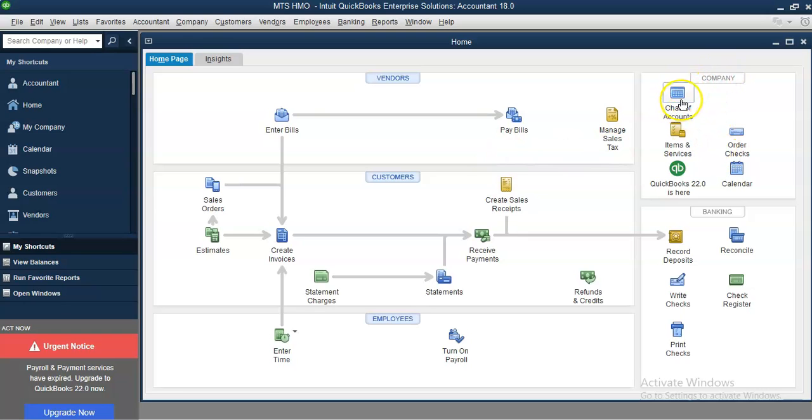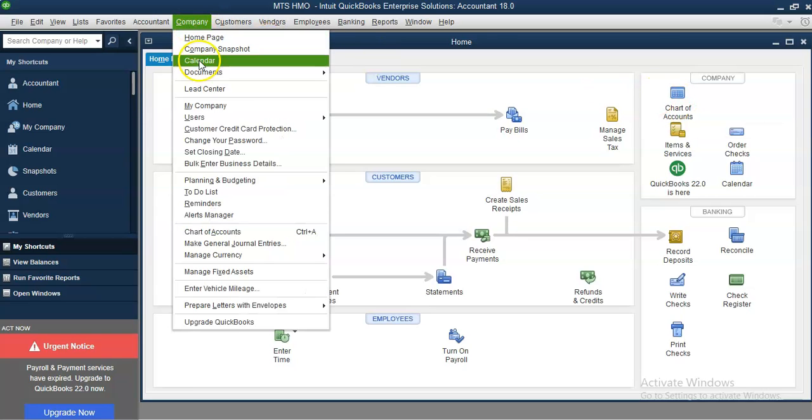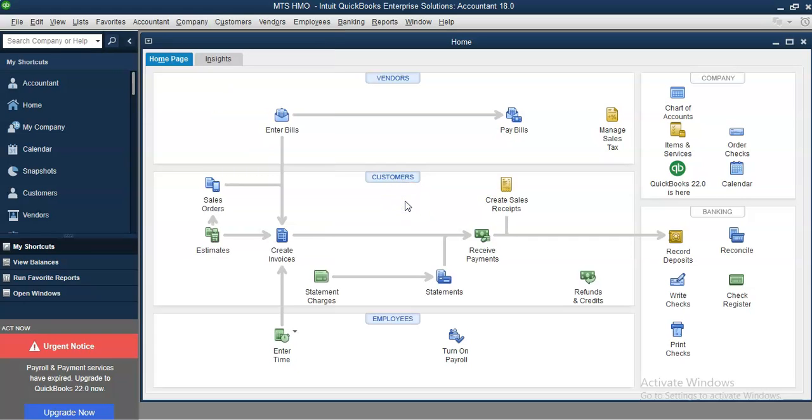Under the company, you can click on chart of account here, or you click on company here, then click on chart of account, or you can also work with your shortcuts by clicking on Control A.